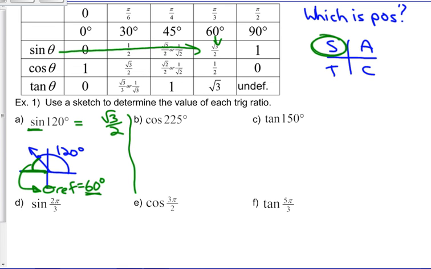Let's try another one. Cos of 225. So again, I'll sketch it. How far is that? It's 180 and another 45. Okay, there's 225. And I have to figure out what this reference angle is.